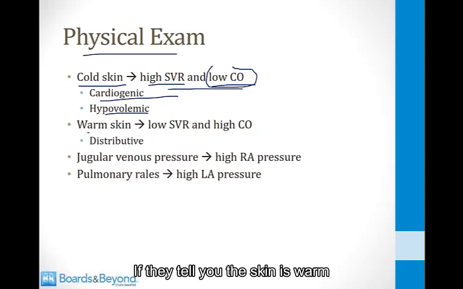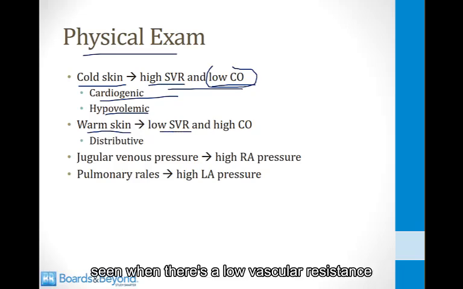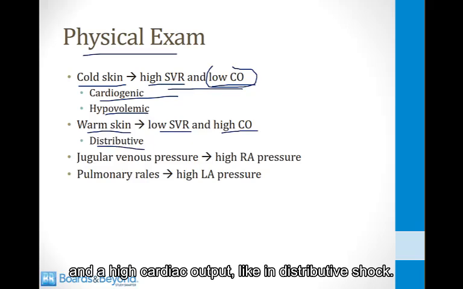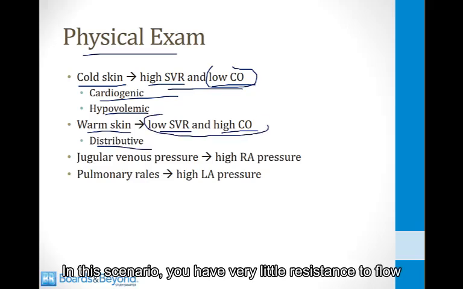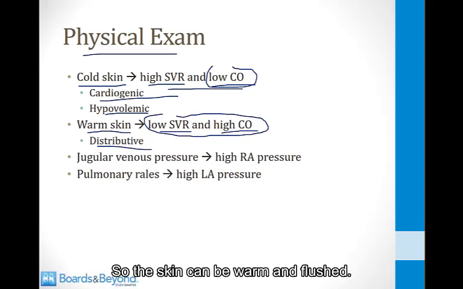If they tell you the skin is warm or even flushed, this is what's classically seen when there's a low vascular resistance and a high cardiac output, like in distributive shock. In this scenario, you have very little resistance to flow and a high cardiac output coming from the heart, so the skin can be warm and flushed.